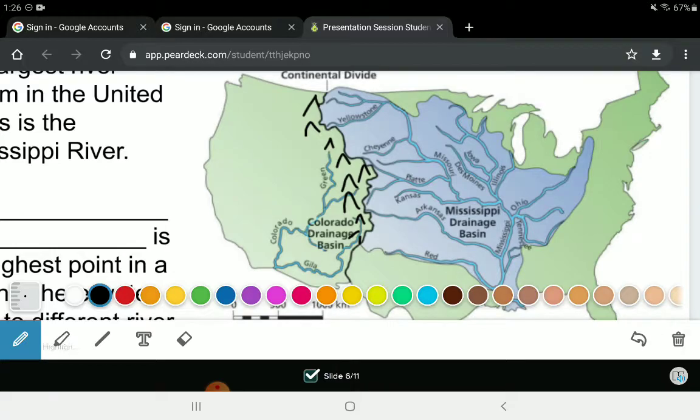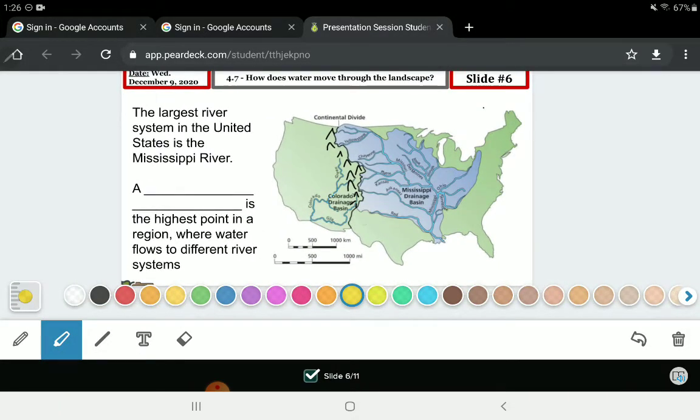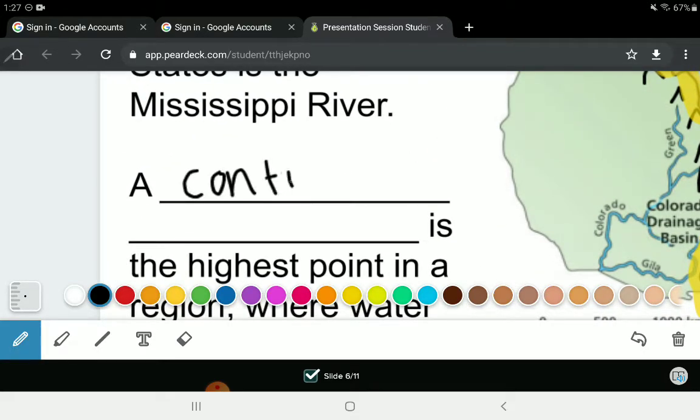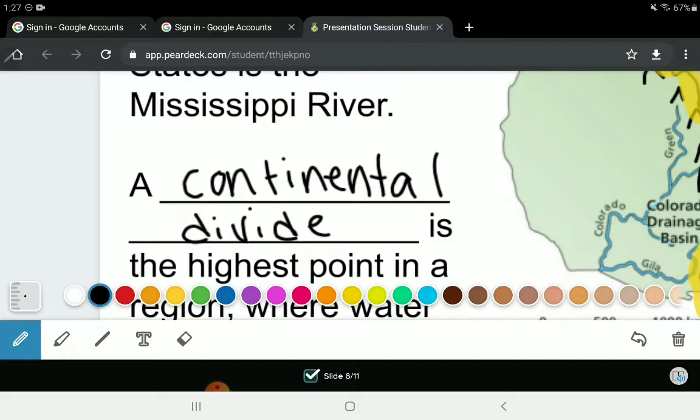This line, I want you to highlight it yellow, because I highlight it yellow. I want you to highlight that line. That line is called a continental divide. Like I said, the watershed unit is great because all of the words are so self-explanatory. Continental divide. It divides the continent. What does it divide it into? Into different drainage basins.